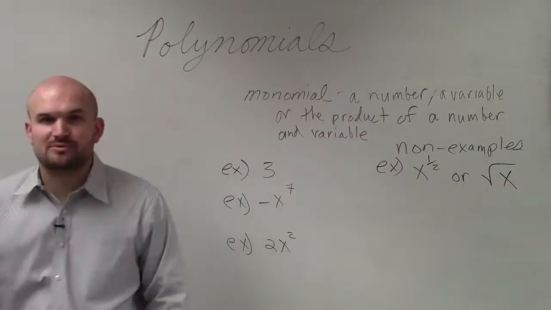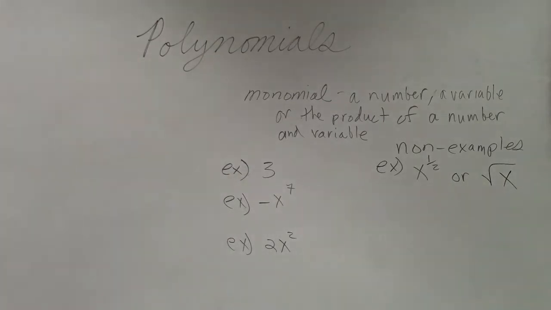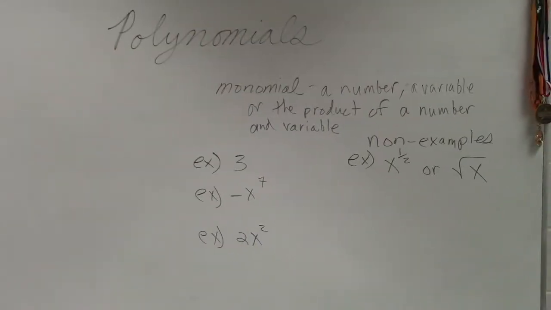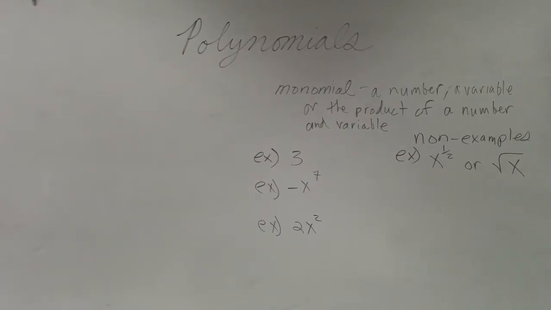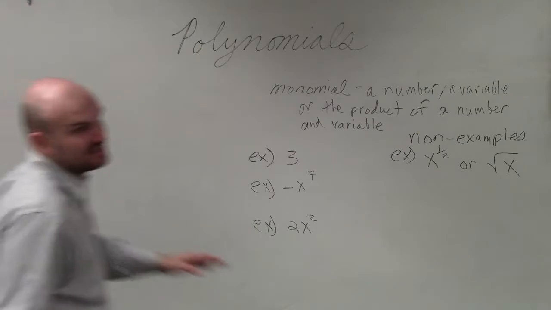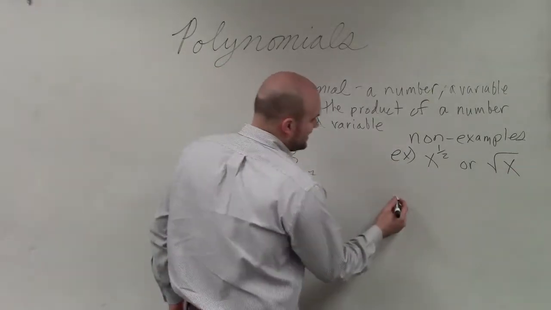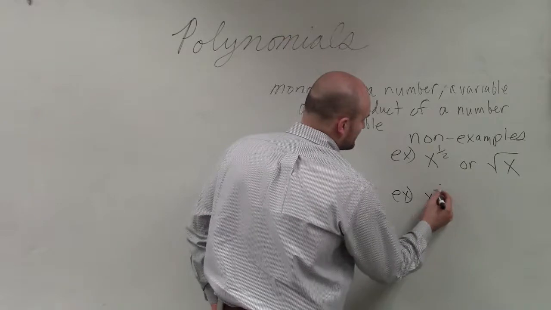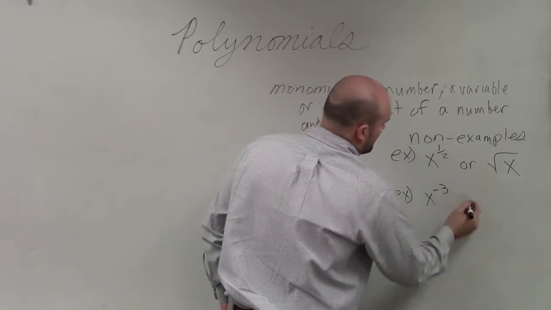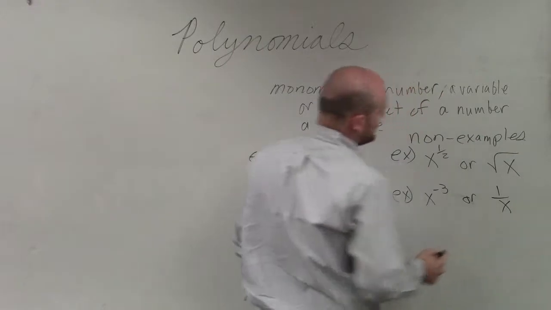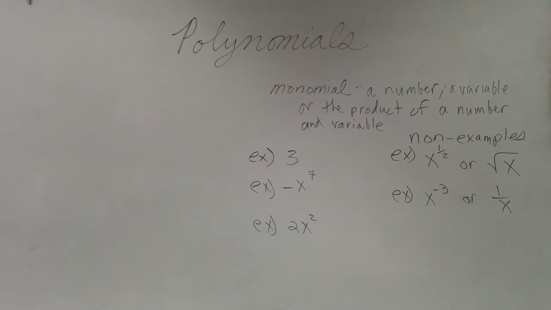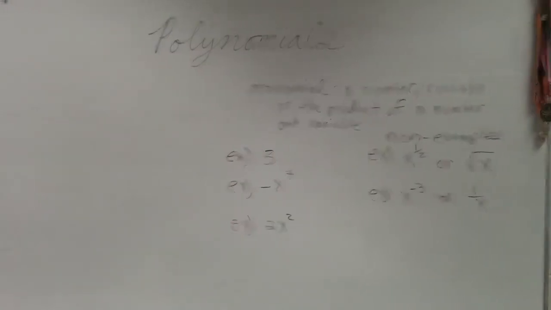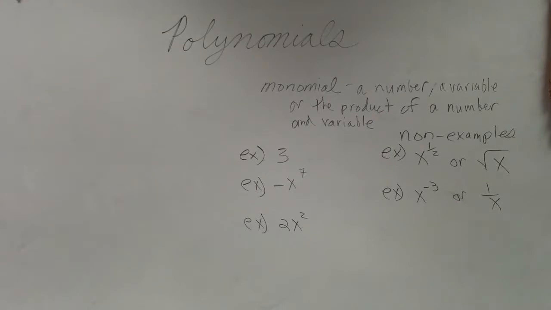If you guys remember from Algebra 2, a lot of times what we dealt with was the square root and rational exponents. And when we worked on them, what we discussed is anytime you have a rational exponent, that's kind of the same thing as taking the root. The next thing is we cannot have negative exponents, or exponents that are in the denominator. So anytime that you guys see an exponent that's in the denominator, or you see a negative exponent, please note that it is not a monomial.